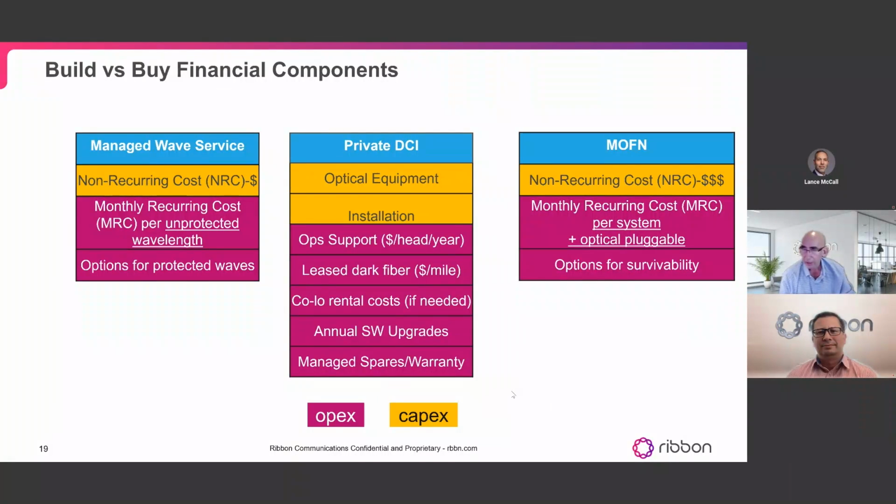And then a MOFN is a mix of both. It looks like a managed wave: there's going to be an NRC, but it's going to be much more expensive than with a managed wave, because now the MOFN is basically an entire dedicated network. The service provider basically has to purchase that and install it up front. So you, the end customer, are going to have to pay some higher upfront costs to reflect that. And then your MRC is by the system rather than by the wave.